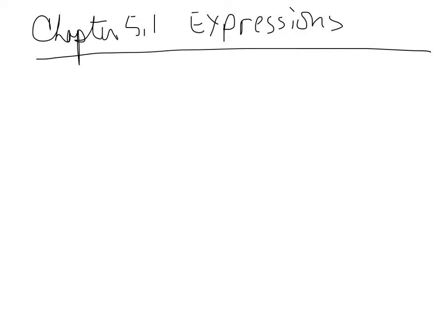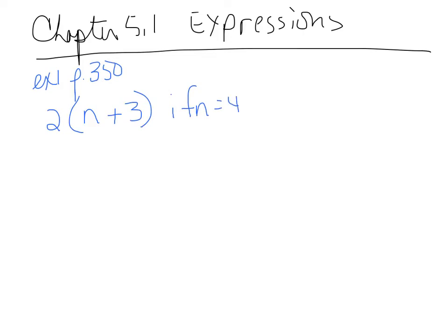All right, and we're going to look at example 1 on page 350. And our vocabulary from the overview is the coefficient, which is the number stuck onto the variable, and a variable, which is a letter or a symbol that represents a number. And we're looking at example 1, and it says evaluate 2 times this whole parentheses n plus 3 if n equals negative 4. So be careful of that.